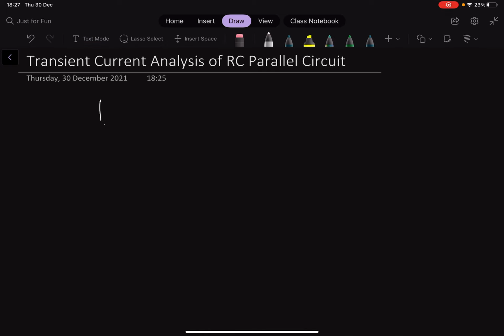Today we're going to look at the topic on the transient current analysis of RC parallel circuit. So let's draw a parallel circuit of RC which includes the step voltage, and we have R here and we have capacitor here.